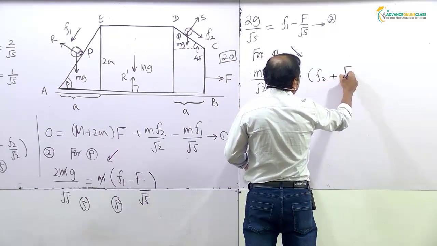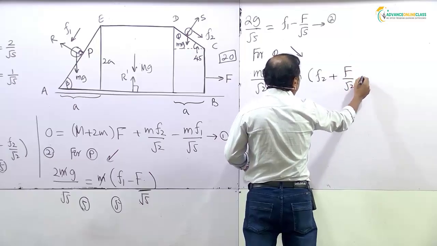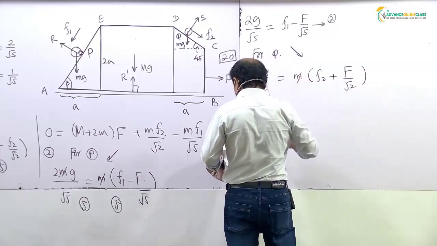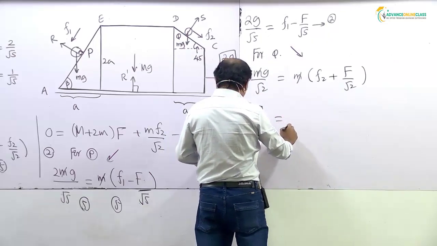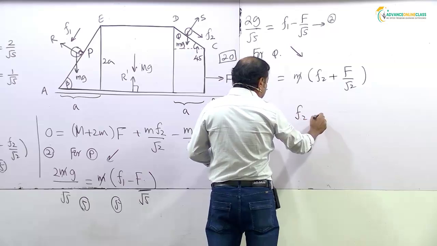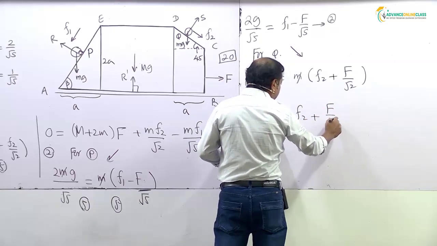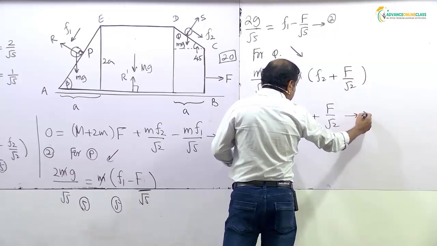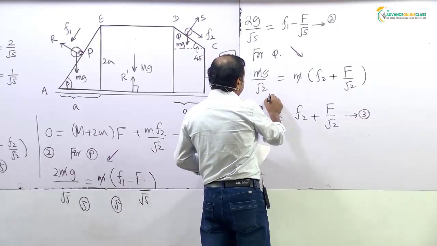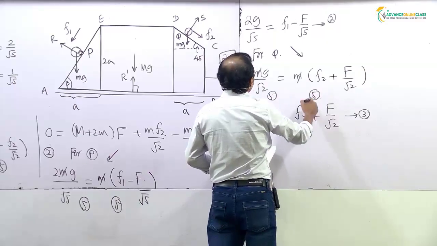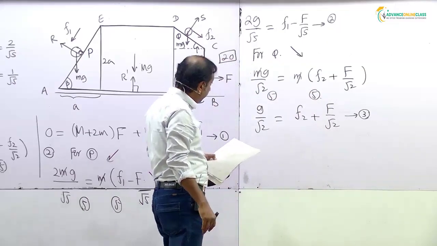F2 plus capital F cos 45. Cos 45 is 1 over root 2. This and this we can cancel down. We get g over root 2 is equal to F2 plus capital F over... Here, 5 marks.